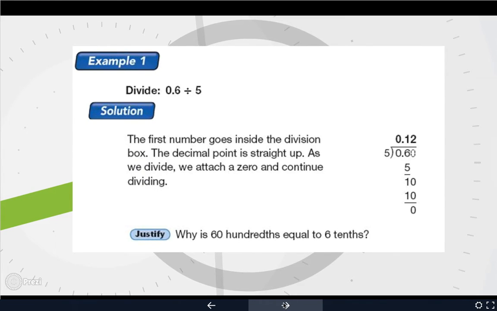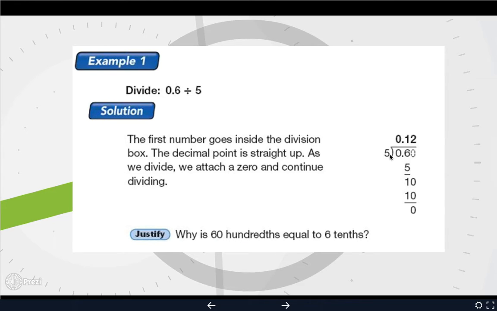Example number 1. We're going to divide 0.6 divided by 5. Remember from lesson 117 that when we divide, we bring it up. You take this type of problem and put it in a division bracket. Use this division bar and then put your numbers in there.